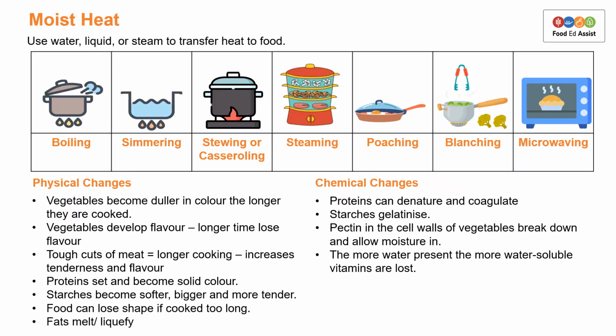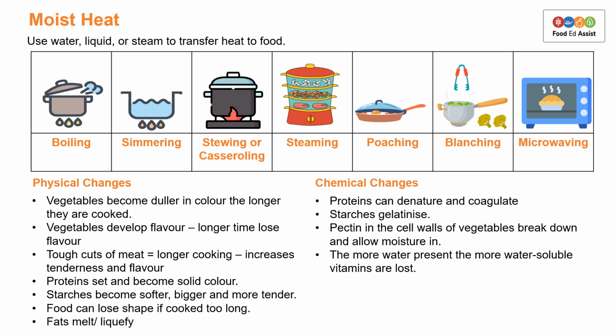In an exam, you may get a question about moist heat. Moist heat uses water, liquid, or steam to transfer heat to food. Examples are boiling, simmering, stewing or casseroling, steaming, poaching, blanching, and microwaving. The physical changes that can occur when you're using moist heat are that vegetables can become a duller colour the longer they are cooked. If they're cooked for a very short period of time, they can actually become brighter. Vegetables develop a deeper flavour. The longer the time, they lose their flavour.